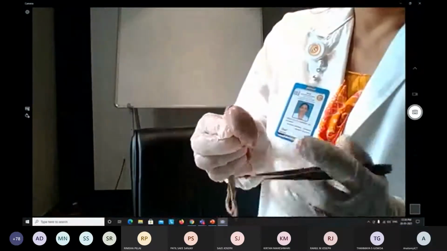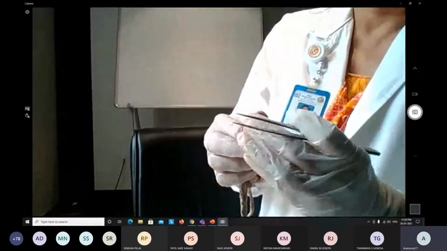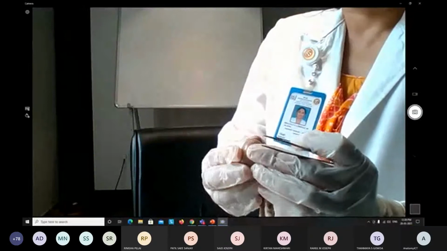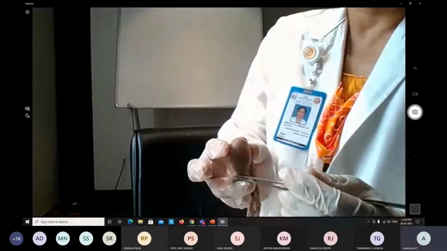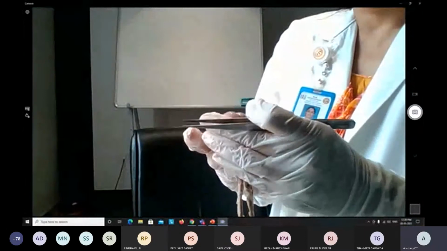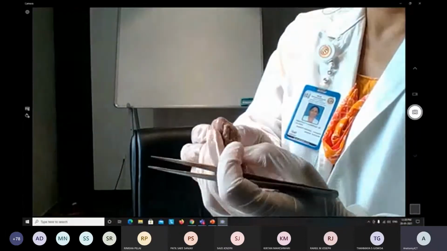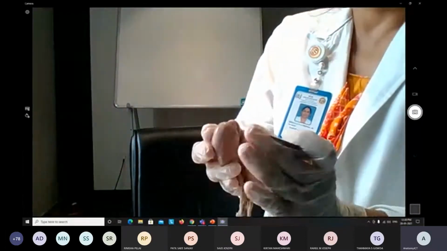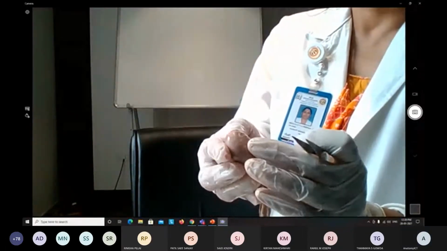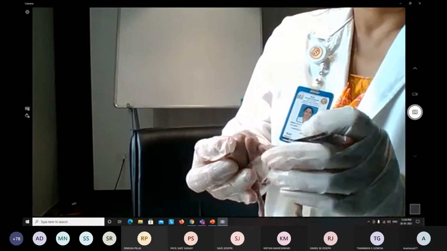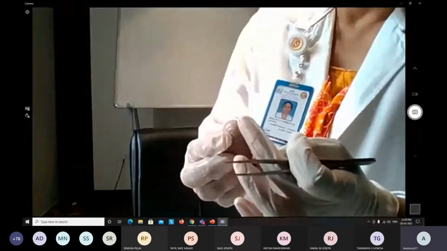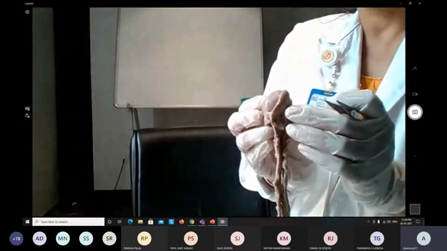So here, this is the anterior border. Then here you have the posterior border. Then this is the lateral surface. This is the medial surface. Here is the sinus of the epididymis, see here, the sinus of the epididymis.